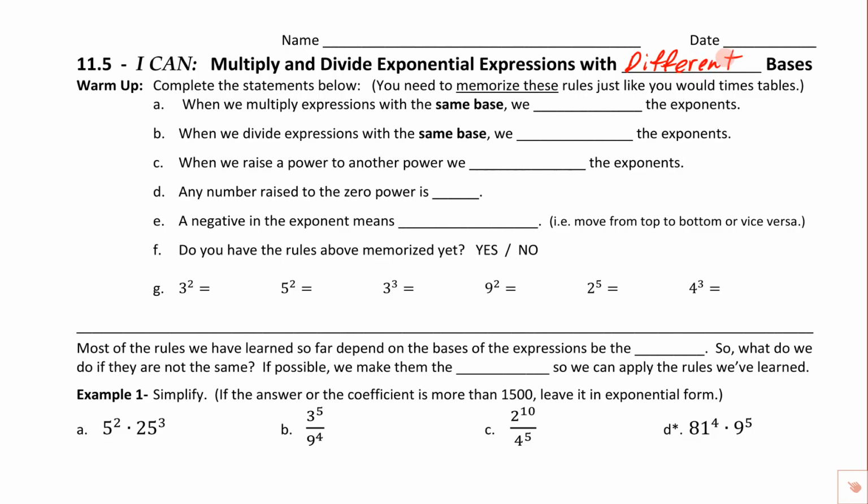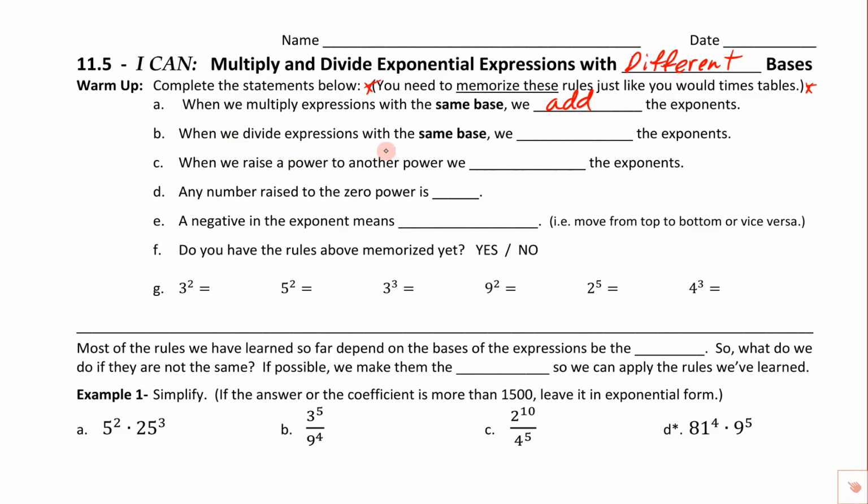Everything that we've done so far relies on the fact that we've got the same base in each one of the exponential expressions. So as a quick reminder, when we multiply expressions with the same base, we add the exponents. And let me just highlight this right here. You do need to have these memorized. These are going to be a big deal on the test, so make sure you've got those memorized.